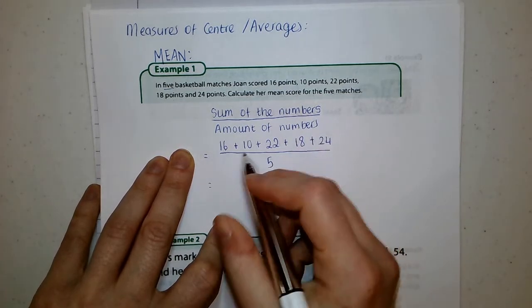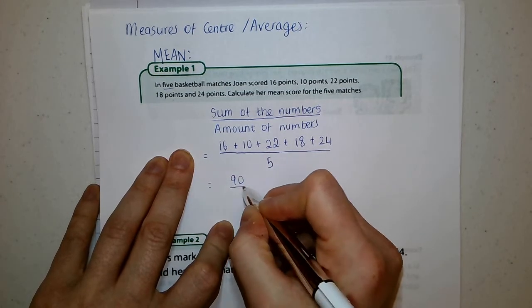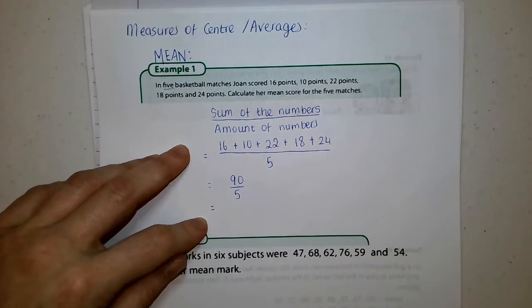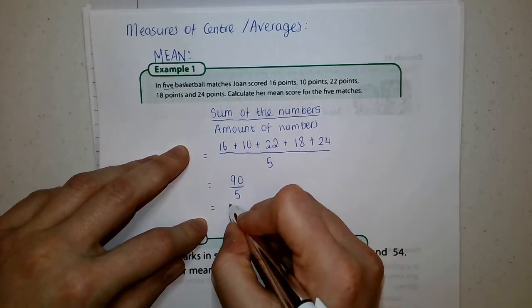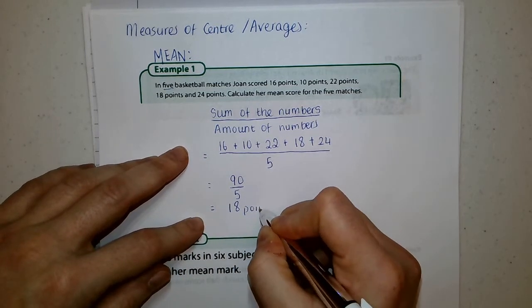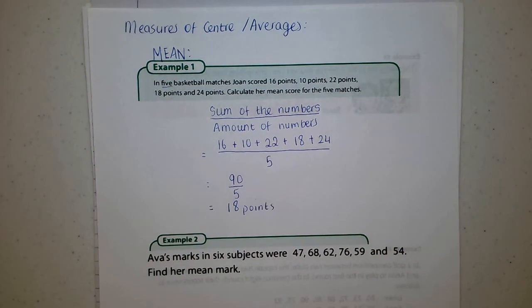All of these numbers added together will give us 90, and we still need to divide by 5, and when we divide 90 by 5 we get 18. So the average number of points scored, or the mean number of points scored, is 18 points.